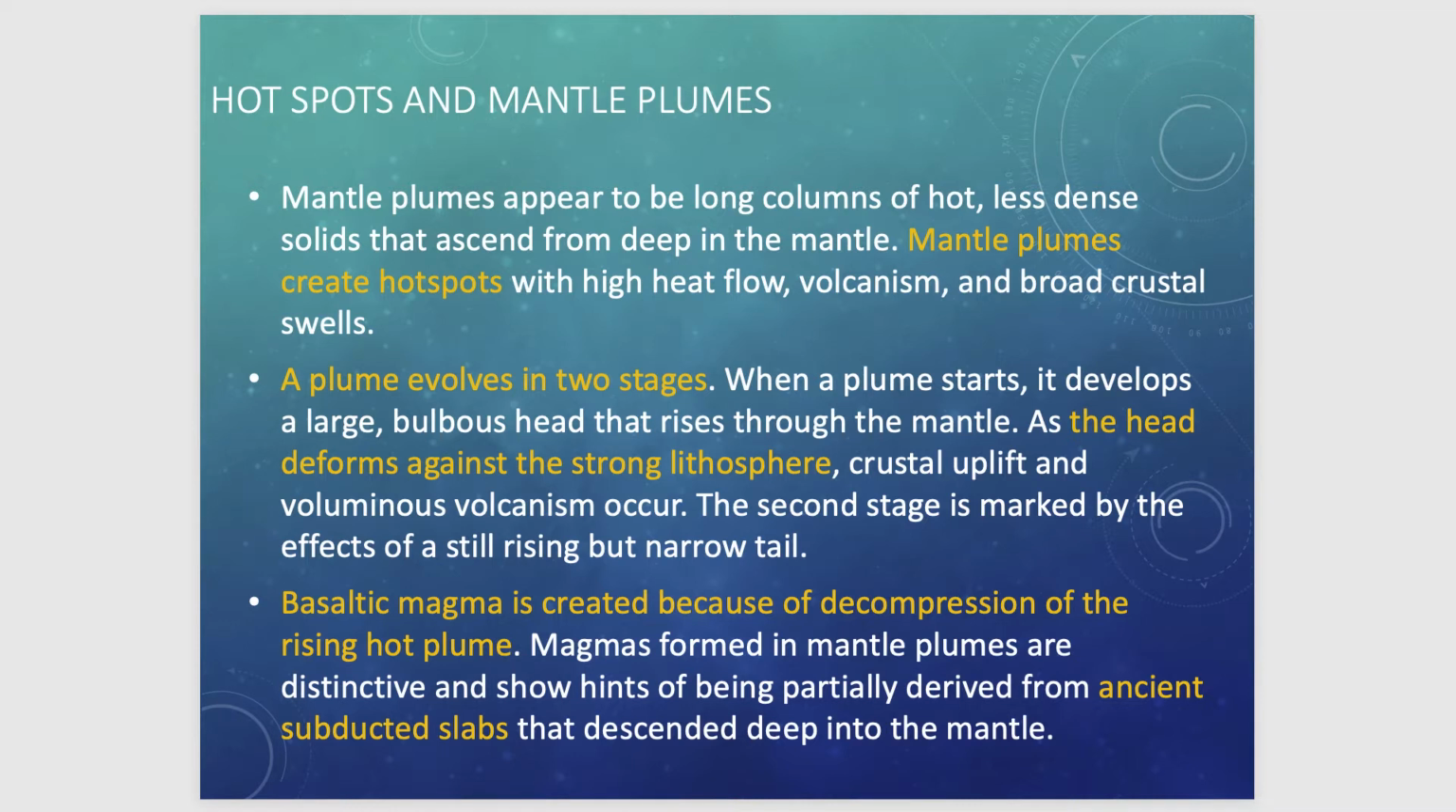The plumes are quite distinctive and usually show hints of being derived from ancient subducted slabs. So often we argue that some of the slabs get trapped at the boundary between the mantle and inner core, or actually between the lithosphere and asthenosphere. Of those two boundaries, most often it is the second one. So the interface between lithosphere and mantle will be sort of hosting these slabs.